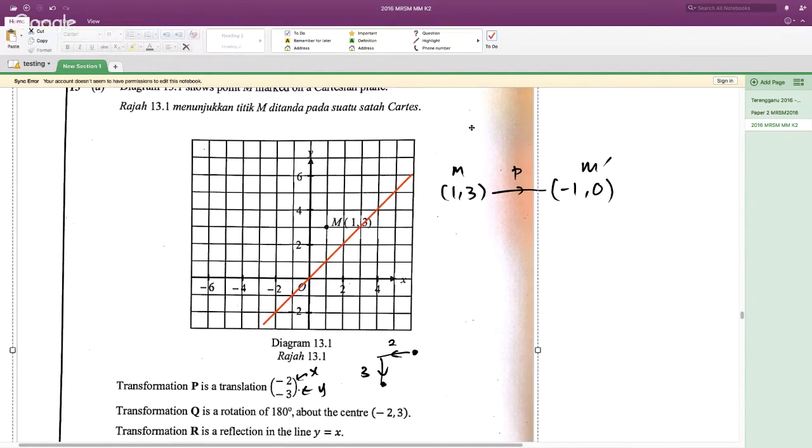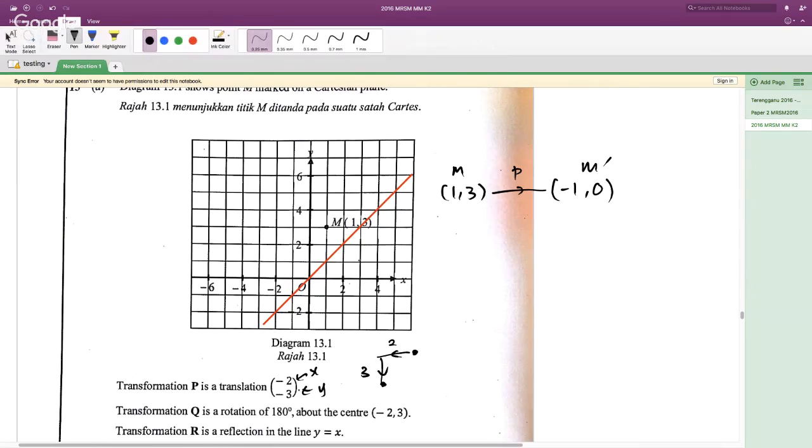Okay, so we do a reflection for M. So basically, M will just go down here. M is reflected to here. It must be the same perpendicular distance. So what is this coordinate? From (1, 3), after the reflection R, you will go to (3, 1).